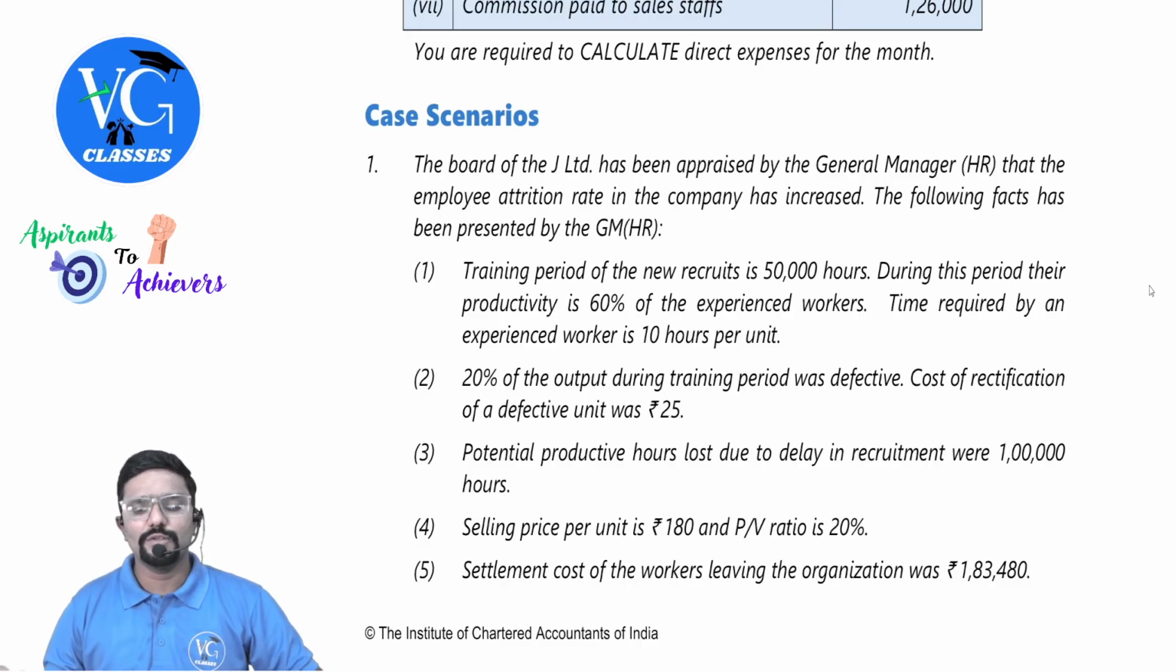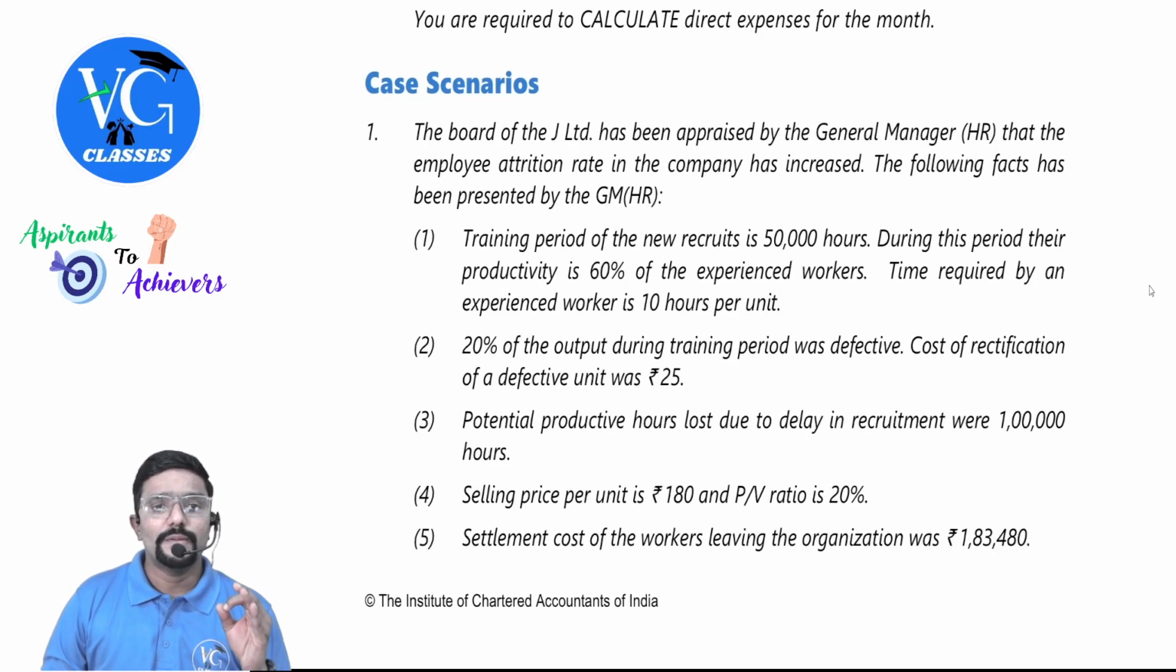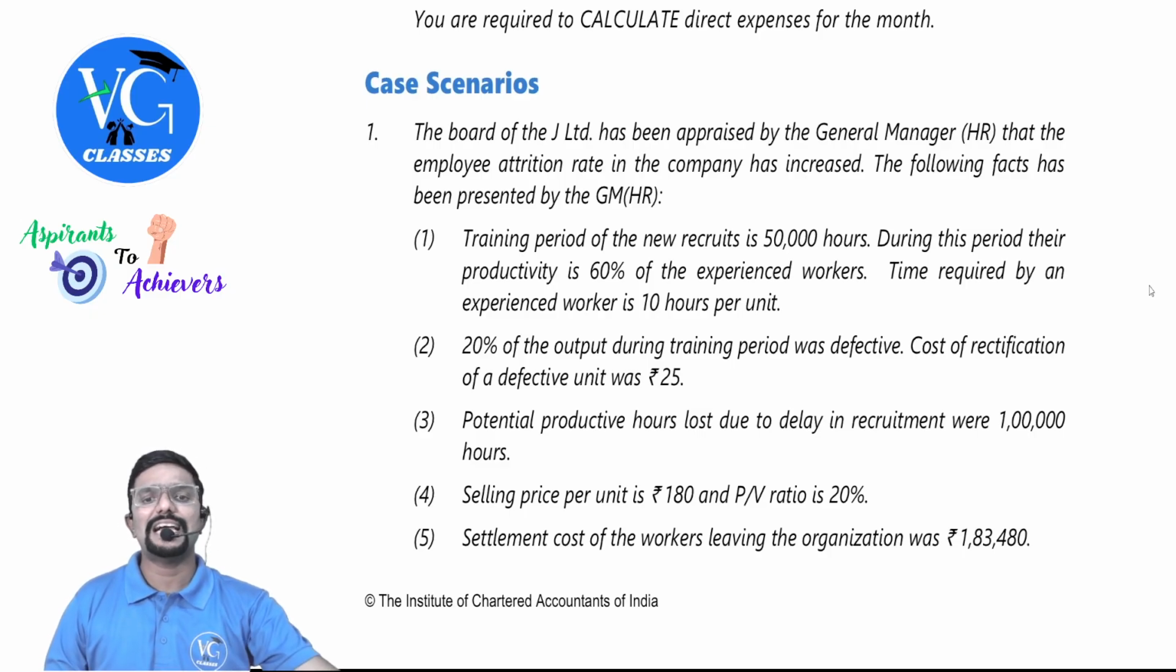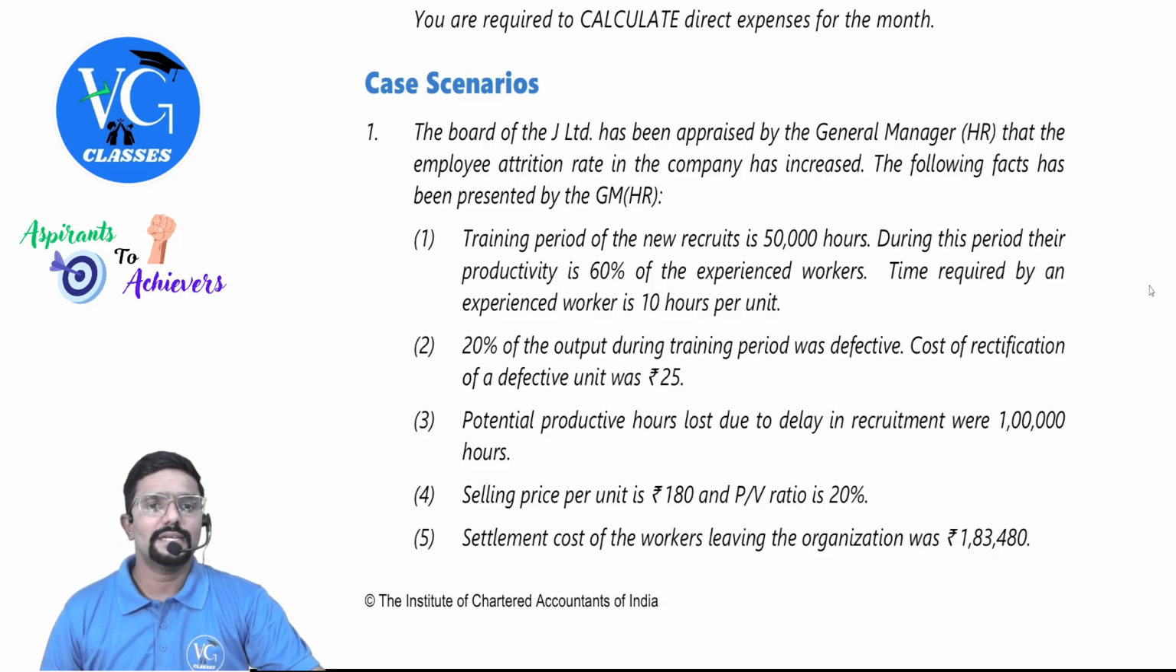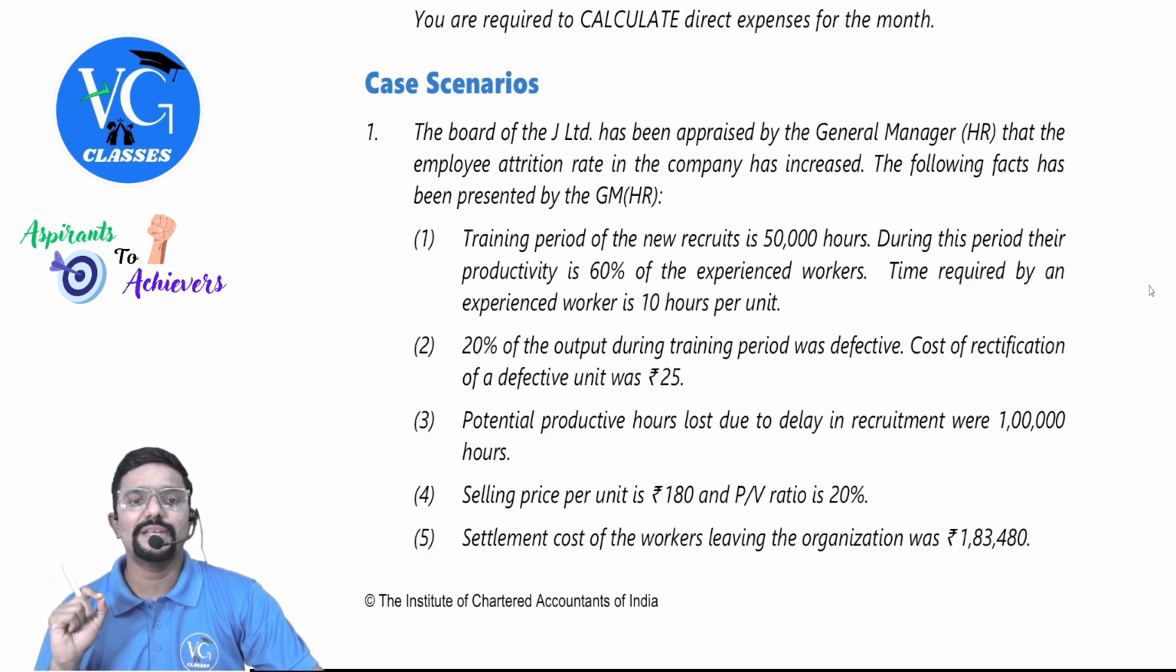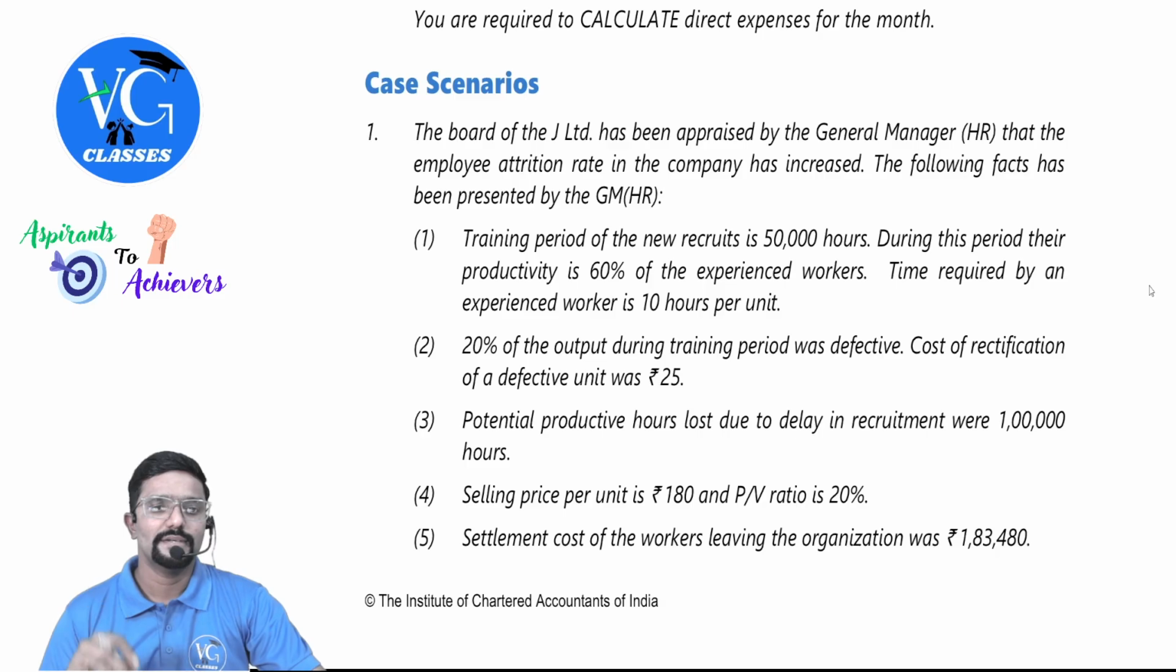Yeah, now we'll go through a case scenario. The board of J Limited has been apprised by the general manager, HR, that the employee attrition rate in the company has increased. Employee attrition rate is nothing but labor turnover, guys. The following facts have been presented by the GM, general manager HR.